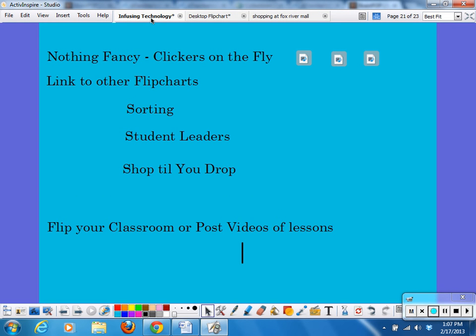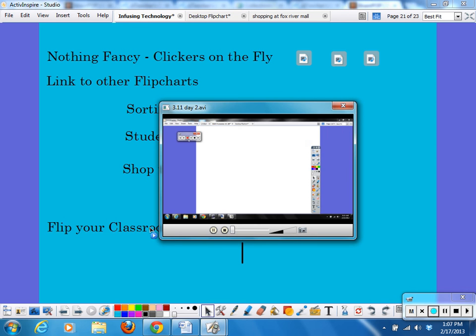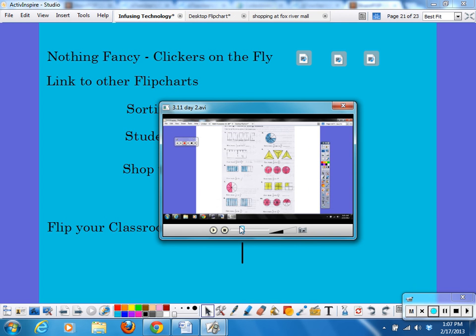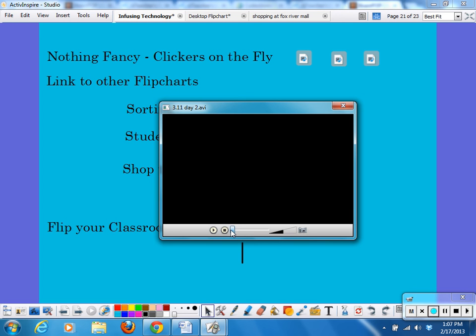Flip your classroom or post videos of the lessons. Those can be lessons that you actually videotape, or those can be lessons where you use what I'm using today, the screen recorder. These become video files. Not having much luck, of course.